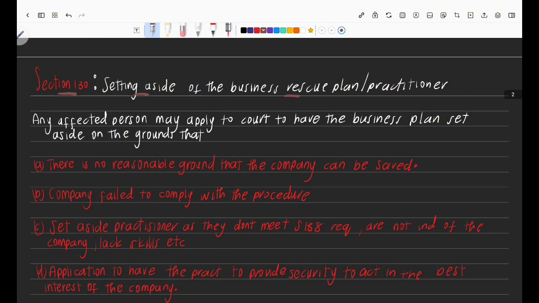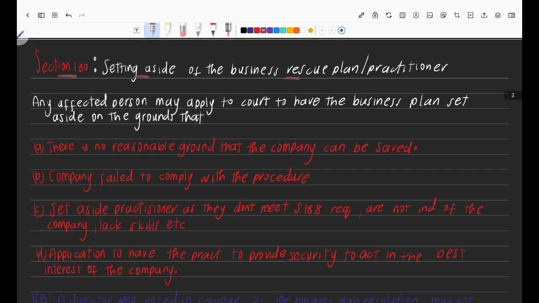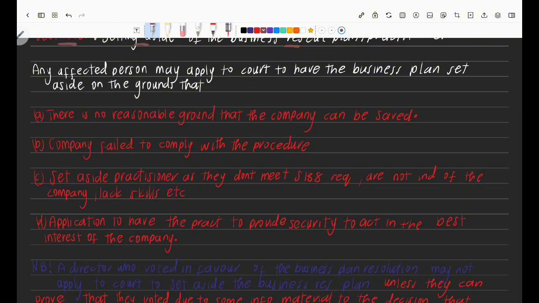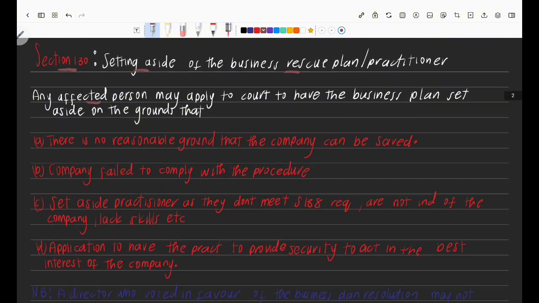So any affected person can actually come to the court and say, I don't think there are reasonable grounds for this business rescue plan. They want to set it aside, meaning they want to undo it. They want to undo the rescue plan, and maybe they feel like it should just go straight to liquidation. It's just a waste of time and money. So any affected person can come, and that is covered in section 130.